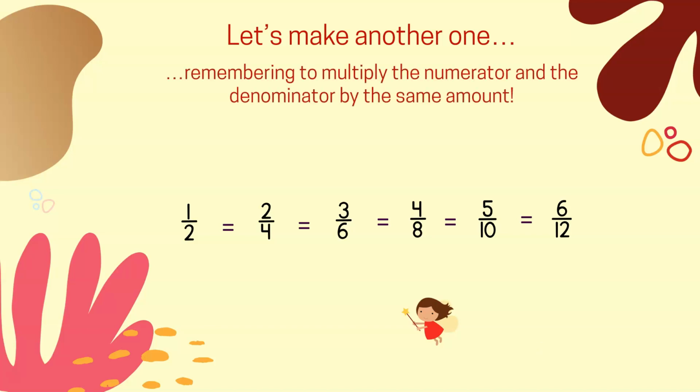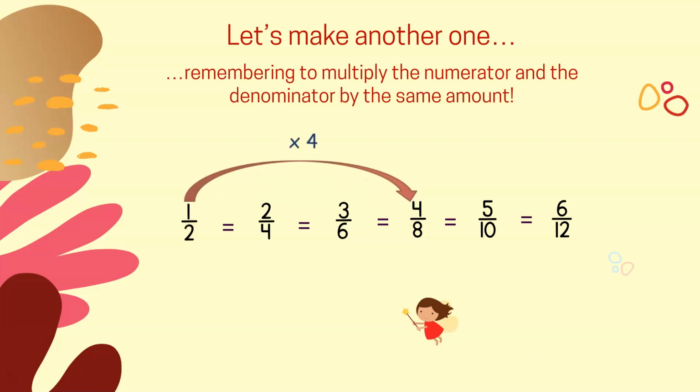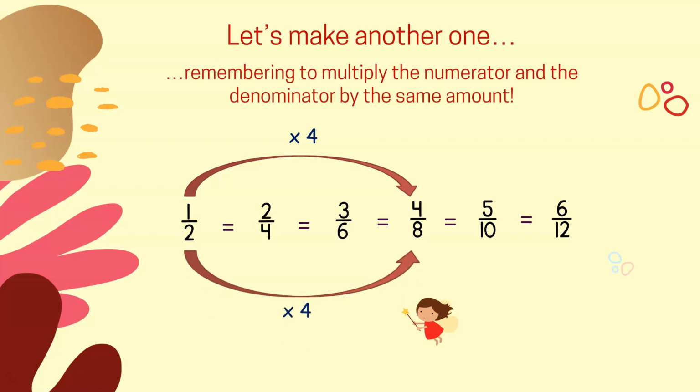Remember, multiply the numerator and the denominator by the same amount. 1 times 3 equals 3. So I've multiplied my numerator by 3. What do I have to multiply my denominator by? That's right, 3. So 3/6 is the same as 1/2. And just to prove it, if I multiply my numerator by 4 and multiply my denominator by 4, I get 4/8. So 4/8 is the same as 1/2.